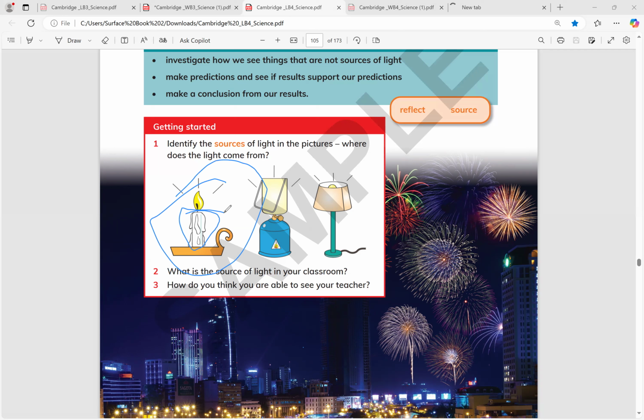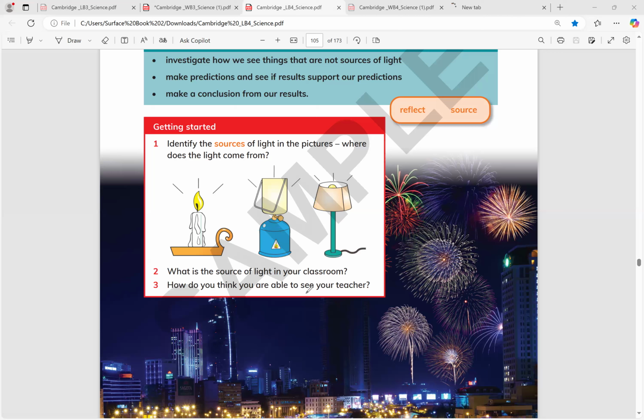Can anybody tell me where the light comes from? Let's all use our mics today. Wait, am I still sharing? Do you guys think the source of light is this wax? Well, it is. Now, can anybody tell me the source of light for this gas container or for this light? Well, it's a gas container.